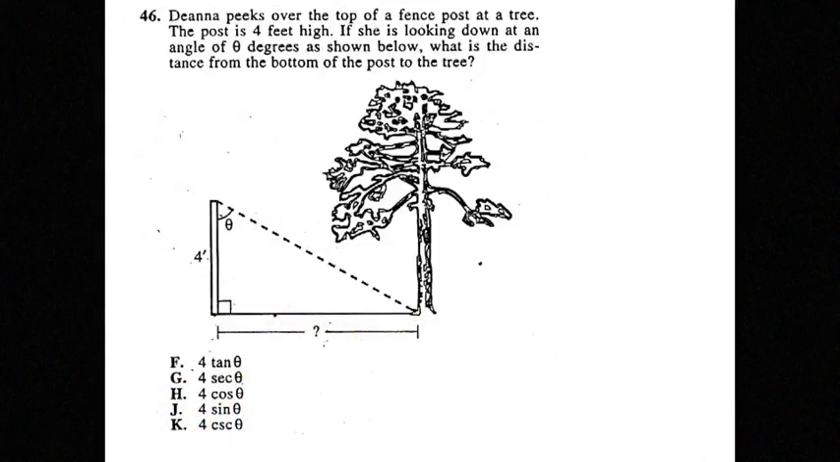Deanna peeks over the top of a fence post at a tree. The post is 4 feet high. If she is looking down at an angle of theta degrees, as shown below, what is the distance from the bottom of the post to the tree?